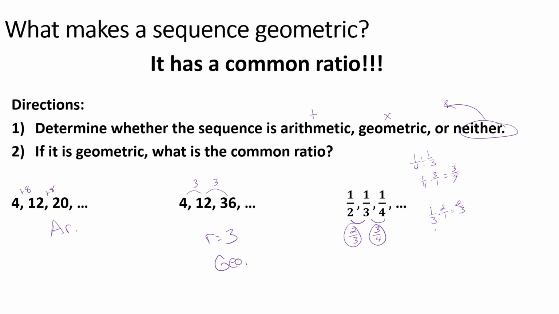Could it be arithmetic? Well, it's possible. We'd have to do a little bit of work to see if these fractions have a common difference being added together. I like to work backwards, so 1/4 minus 1/3, give myself a common denominator. So 3/12 minus 4/12 equals negative 1/12.